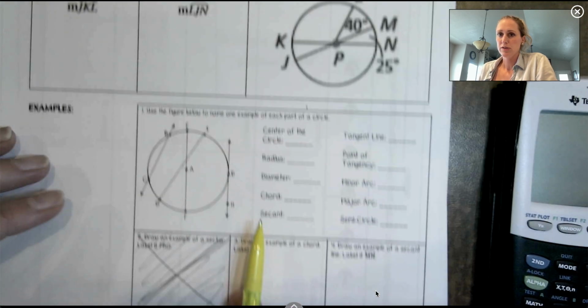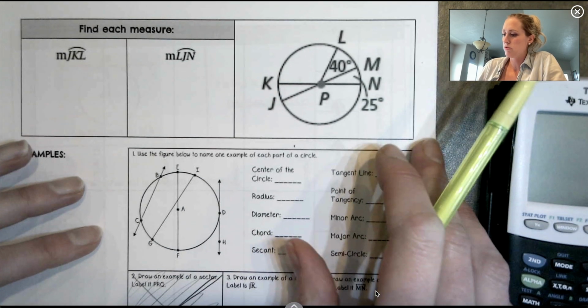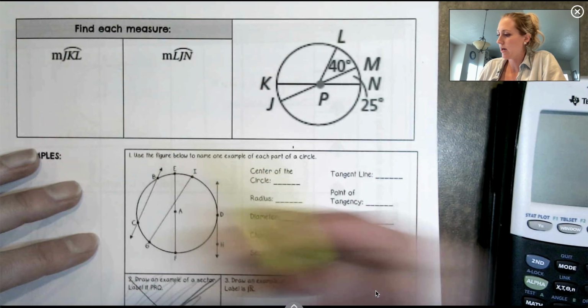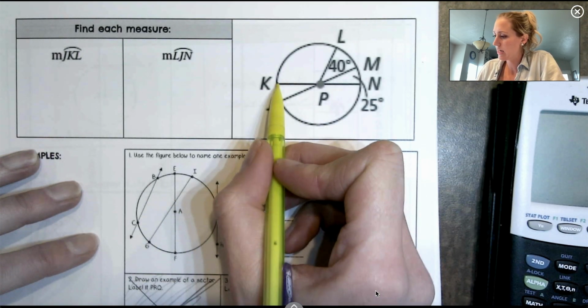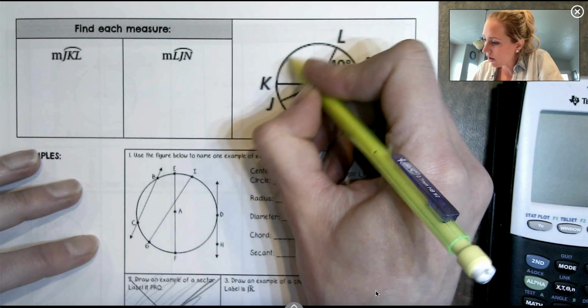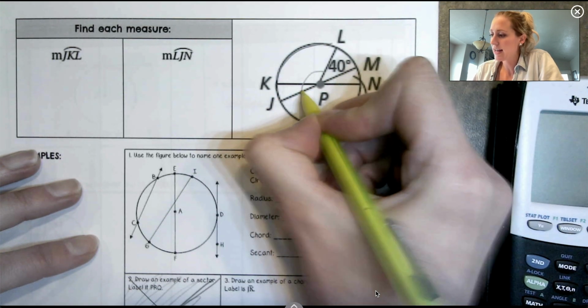Now we are going to do some examples here. So this was asking us to find each measure. So JKL. So I'm J, then to K, then to L. So they're talking about this arc right there. So they want that angle.